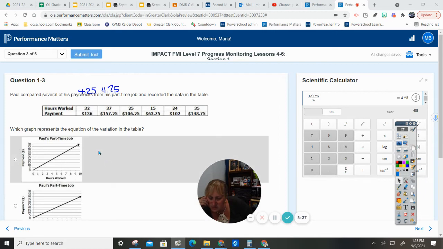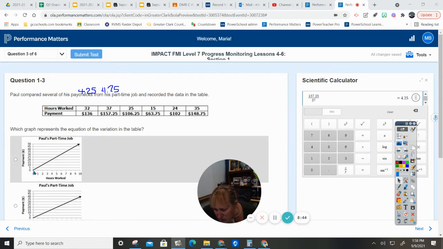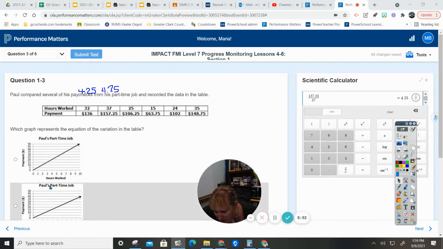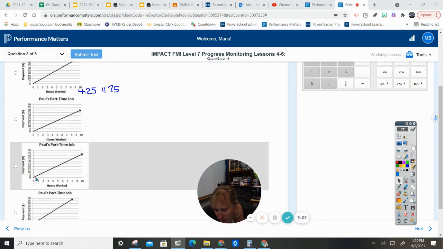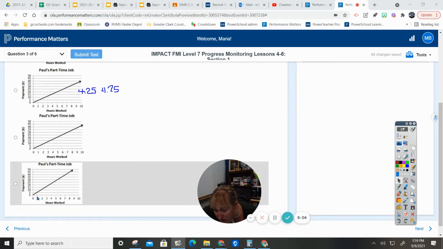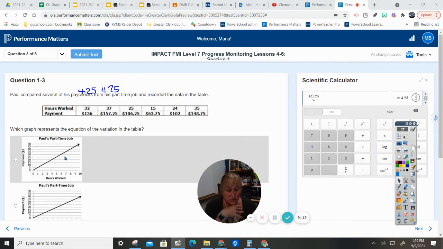So now I have to use some thought processes because my 1 hour is 4.25, correct? Because that's our unit rate. So which one of these would have 4.25? That's hard to read. So that one looks like it's there. That one looks like it's there. That one could be 4.25. That one could be 4.25. So the problem that I have is that all of those look possible.